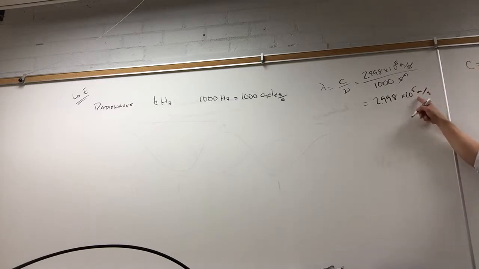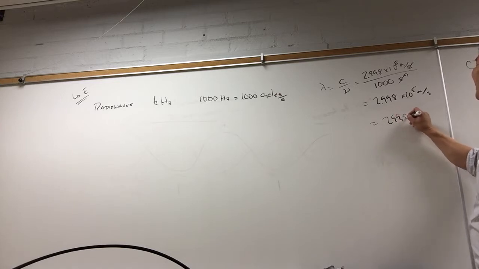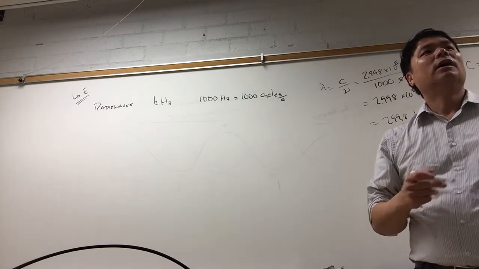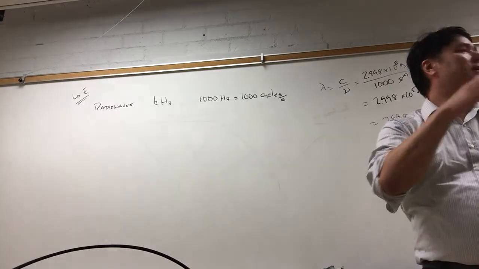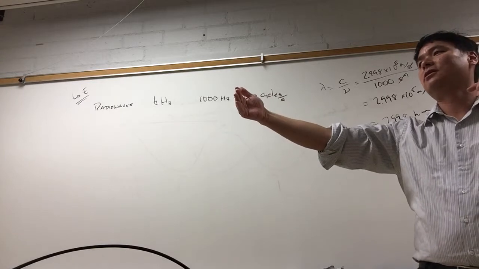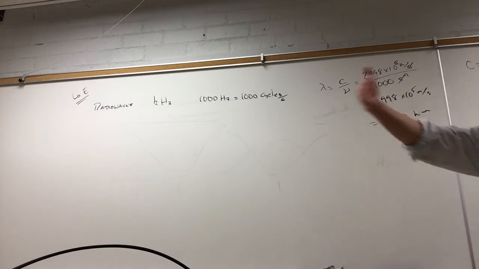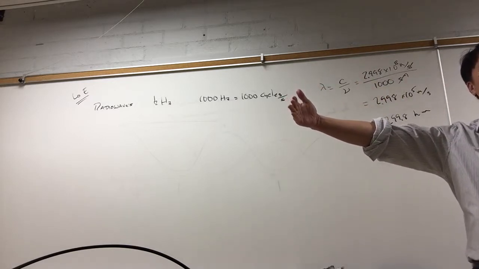Well, 10 to the 5th meters, a kilometer is 10 to the third. And so this would be 299.8 kilometers, or about 300 kilometers. Is that right? Think about the wavelength, the peak-to-peak distance. Could that be right? A peak-to-peak distance of 300 kilometers? Does that sound right?